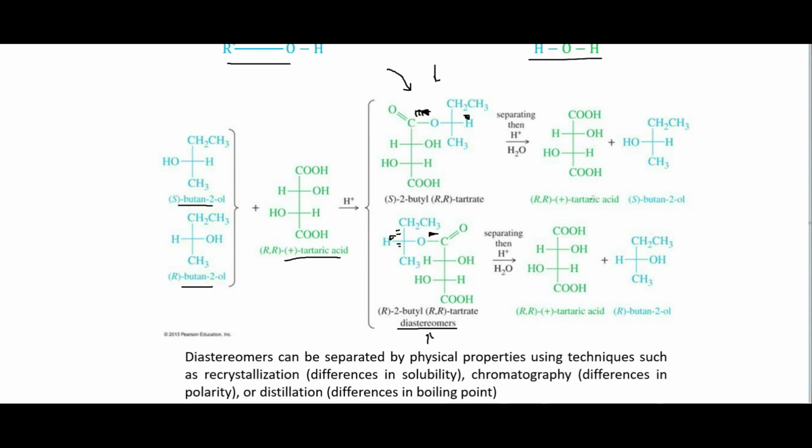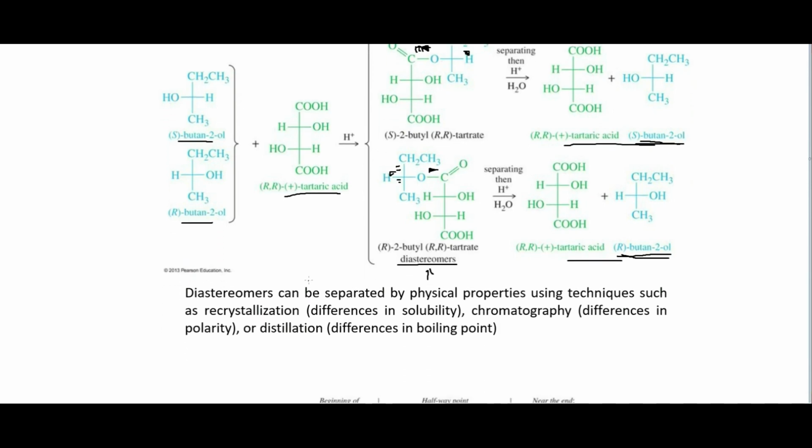And then once we have the pure mixtures of the diastereomers, we can just do a chemical reaction to detach these from each other, and now we have our pure S-butan-2-ol and another one that is our pure R-butan-2-ol. And of course, these two things are different molecules here, and so we can use their different physical properties to separate them from each other to get a pure S-butan-2-ol solvent and a pure R-butan-2-ol solvent. So yeah, the diastereomers can be separated by physical properties using techniques such as recrystallization, which exploits differences in solubility, chromatography, which exploits differences in polarity, or distillation, which exploits differences in boiling point.